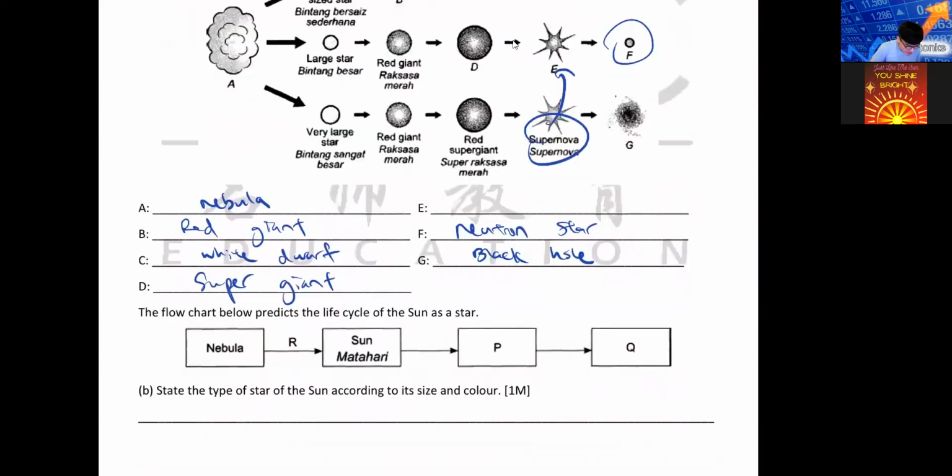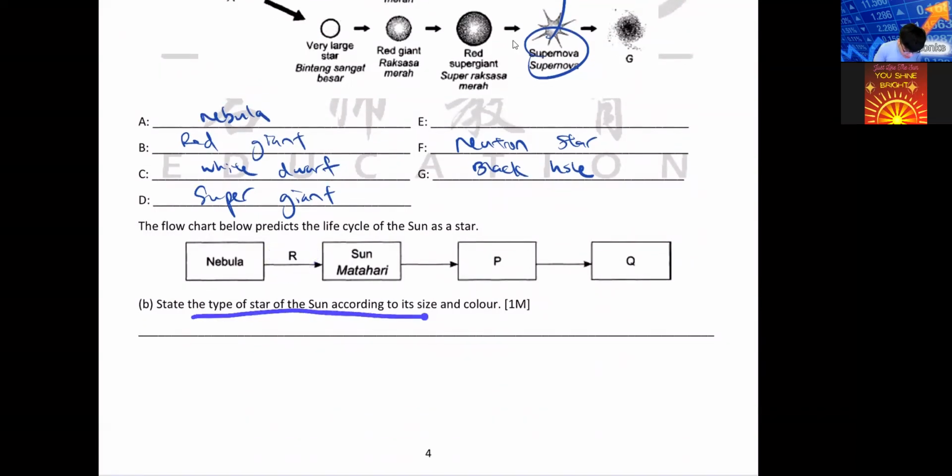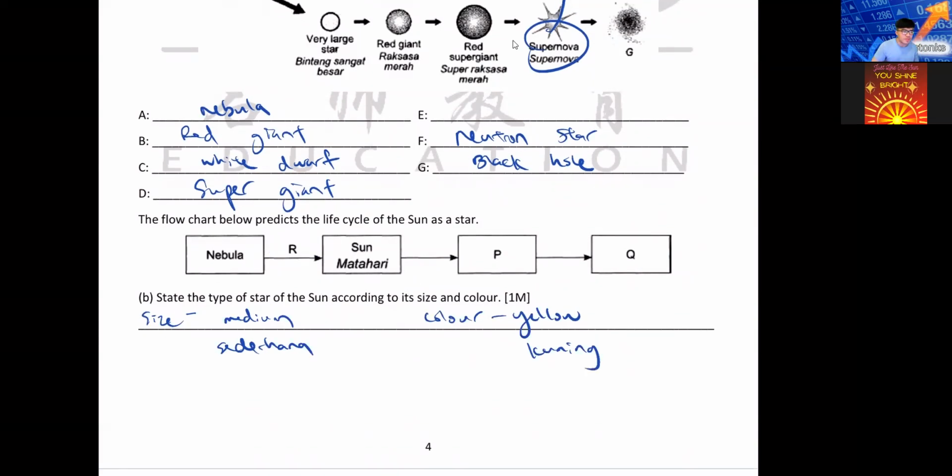It makes no sense. Okay, so the next flowchart shows the predicted life cycle of the sun as a star. State the type of star of the sun according to its size and color. What's the size of our sun? Size is medium, sederhana. And color, we are yellow, kuning. So our sun is a yellow medium star. Middle, not too big or too small, just okay.